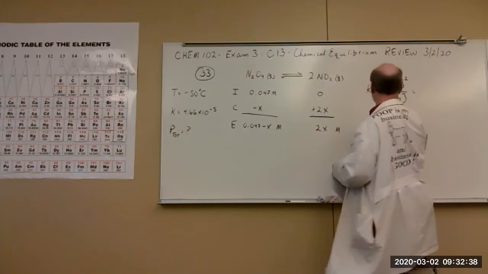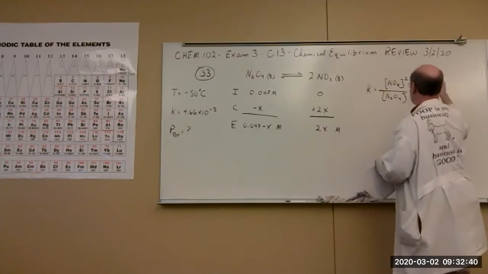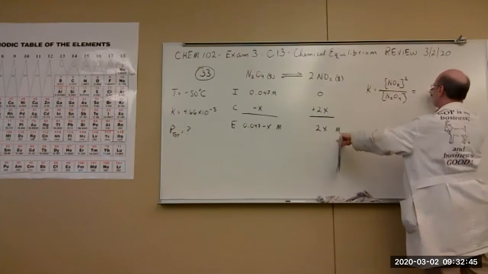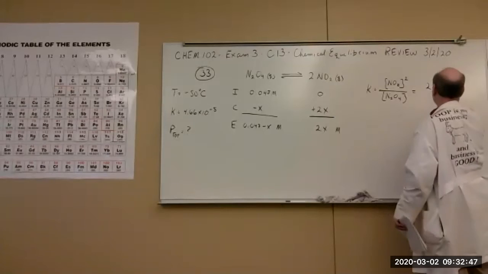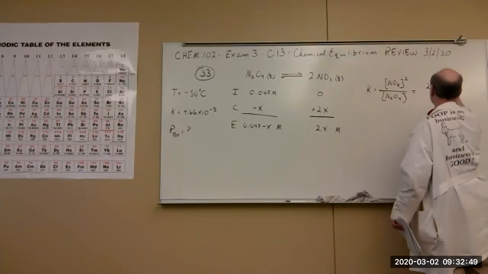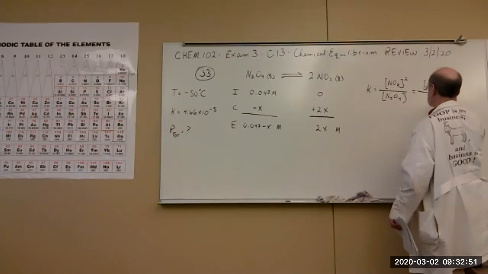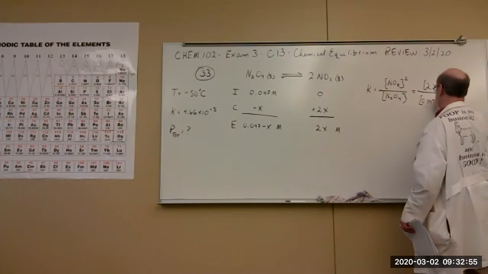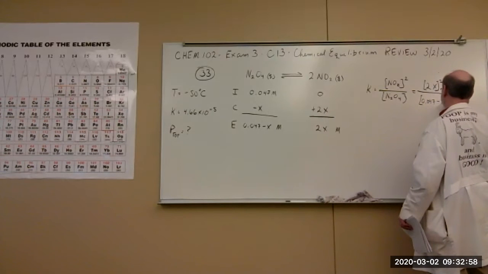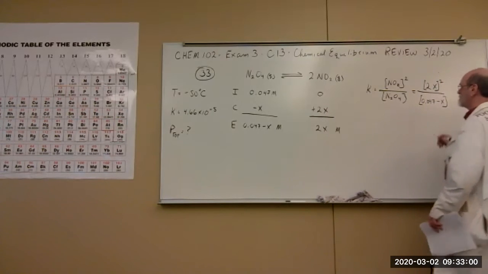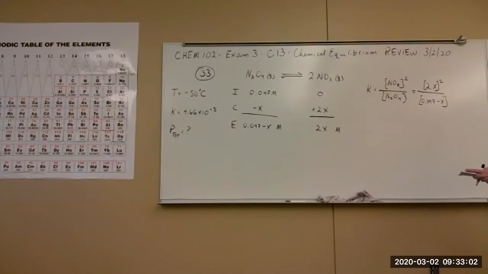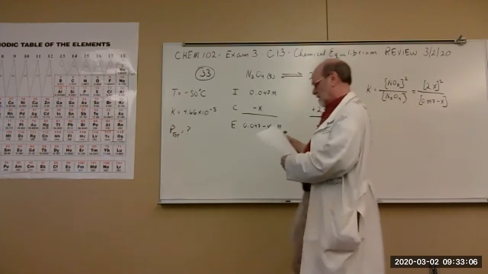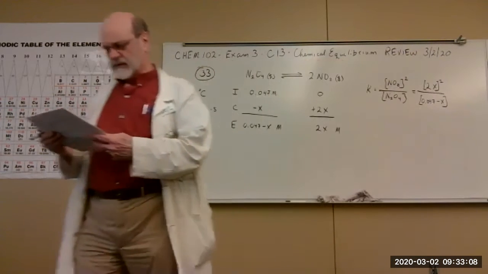Well, let's see. Let's plug in our values first. Right, so NO2 is 2x. That's squared. And then N2O4 is 0.047 minus x. Okay. Now, are we going to have to make any assumptions here?